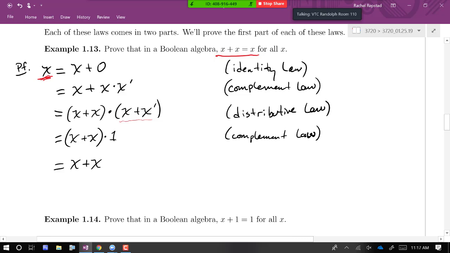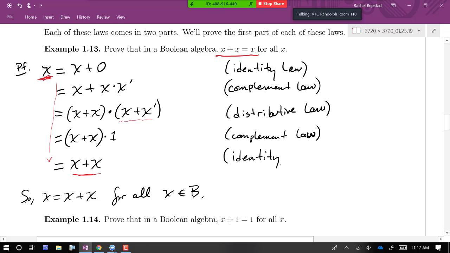So here's the basic structure of this proof. We started with x equals, we maintained equality all the way down, and we ended up with x plus x. Their powers combined here: x is equal to x plus x. And that last one, I should write, was the identity law. So notice the order that we used here.